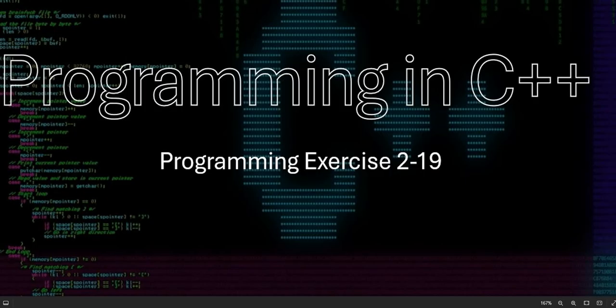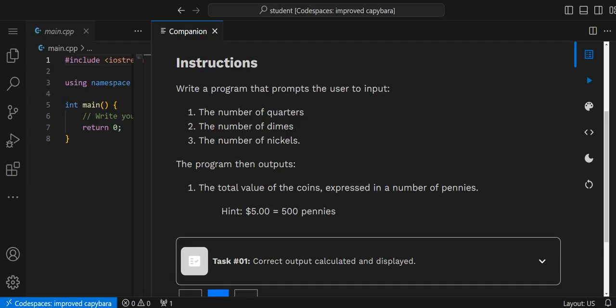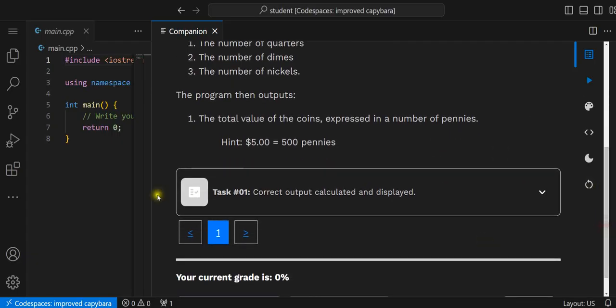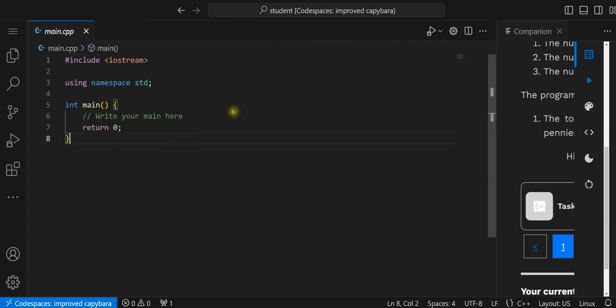Programming in C++, programming exercise 2-19. We'll write a program that prompts the user to input the number of quarters, the number of dimes, the number of nickels. The program then outputs the total value of the coins expressed in a number of pennies. Hint, $5 equals 500 pennies. Correct output calculated and displayed. So, okay, this one, let's get started on it.